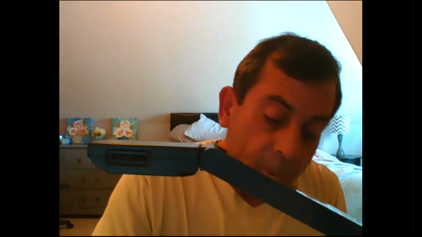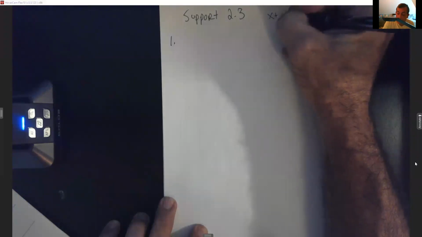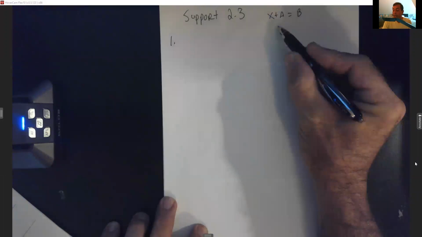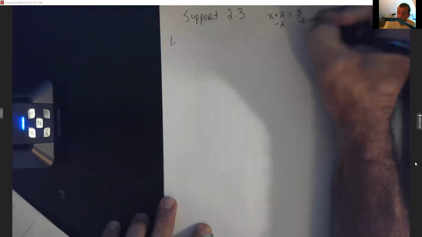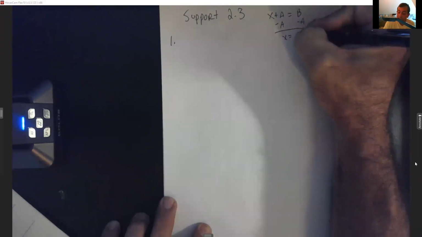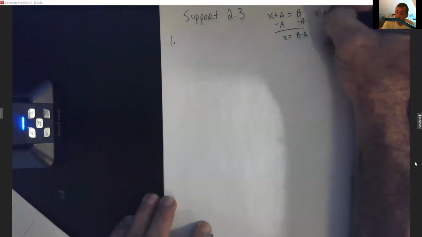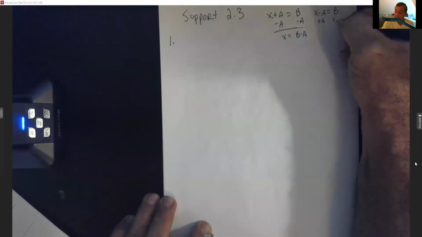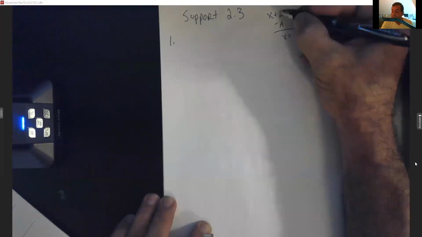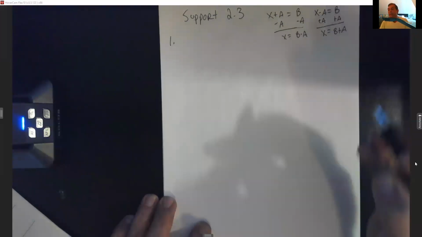So first problem I got says solve using the addition principle. Now the addition principle says in order to get this x by itself, since this a is being added, I would subtract the a from both sides so that x equals my b minus a. Now, addition principle also works if you got something being subtracted. If it's being subtracted, I would add the a to both sides. So you do the opposite of what they got showing, okay? So then this would get me x equals b plus a. So that's the addition principle.